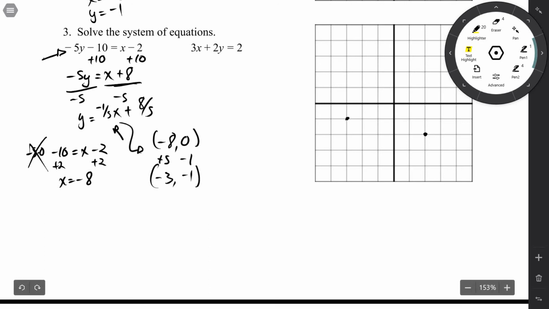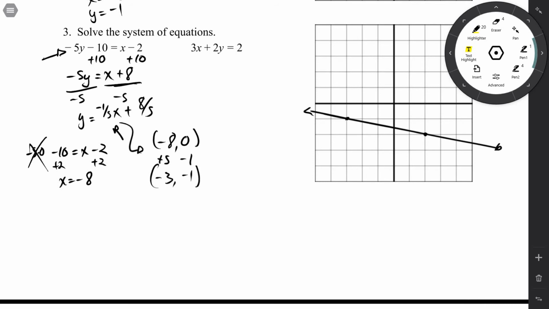This looks like a suspiciously similar line. It's actually the same exact one that we graphed earlier, just laid out differently. And you'll find that is pretty common. You'll see different equations for the same exact line in algebra.